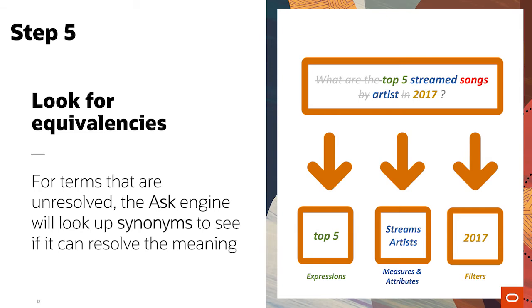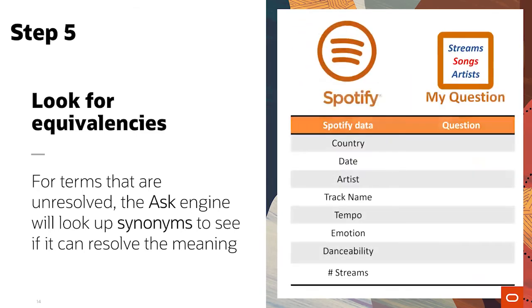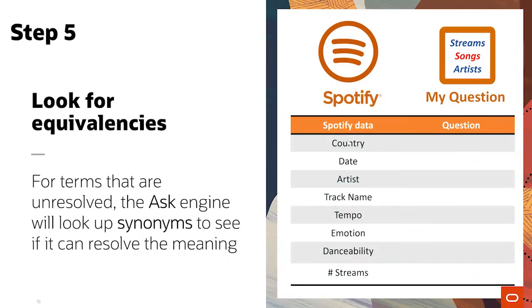What's interesting is this is a real data set that we obtained from Spotify. If I look at the data in the Spotify data set, I've got country and date, and I've got artists. I've got something that they call track name. I've got number of streams, emotion, and so forth. Some of these things are really easy: artists matches artist, and streams matches number of streams. But this song thing, through the use of synonyms, can be related back to track name.